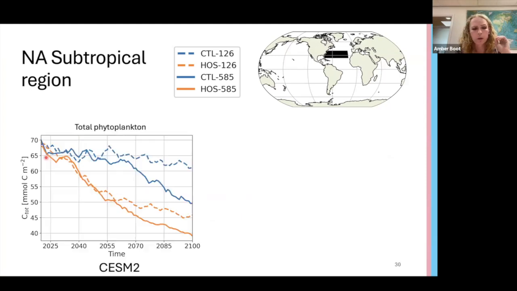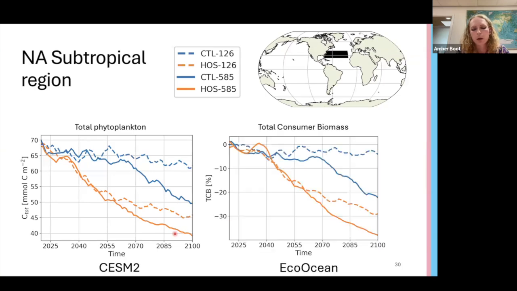Now, if you look at total phytoplankton biomass in CESM2, we see that it really follows the response in the diatoms. We see this decrease here. And if you look at the EcoOcean response, this is very similar. Basically, what happens in CESM2 also happens in EcoOcean. So in this region, this ecosystem model doesn't really have a lot of added value, I would say.